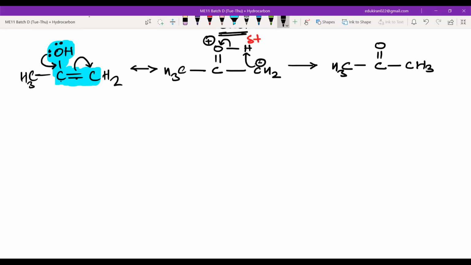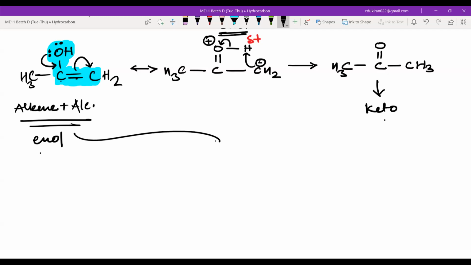Okay. Now, if you see this reaction, this is kind of an isomerism. Here you have enol, right? That means there is an alkene and there is an alcohol. There's an alkene here, plus here there is an alcohol. So we call this form the enol form. And here, as you can see, we have formed a ketone. So this is the enol form and this is the keto form. And this whole process is known as tautomerism.